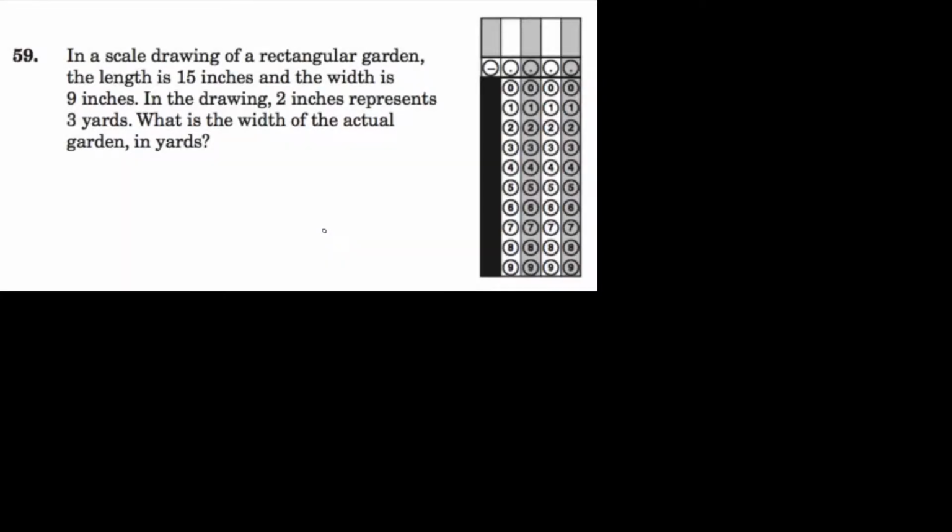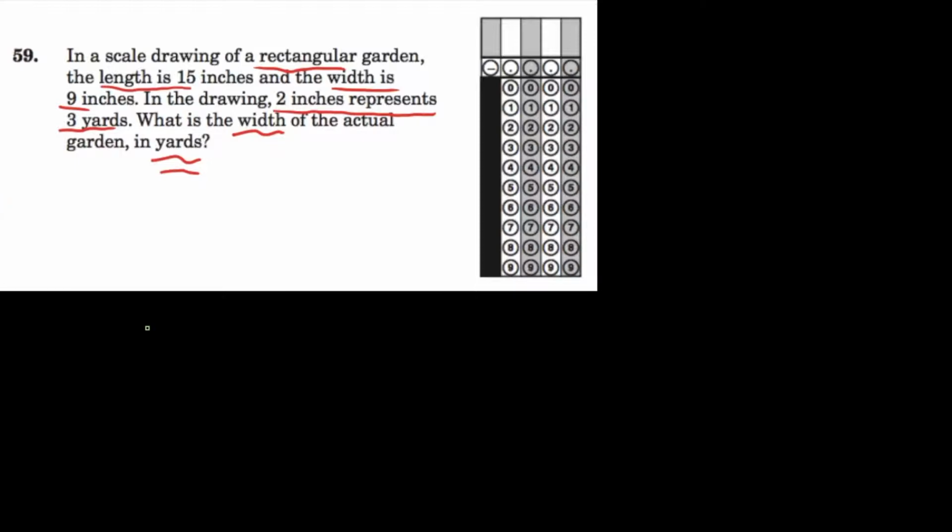In a scale drawing of a rectangular garden, the length is 15 inches and the width is 9 inches. In the drawing, 2 inches represents 3 yards. What is the width of the actual garden in yards?